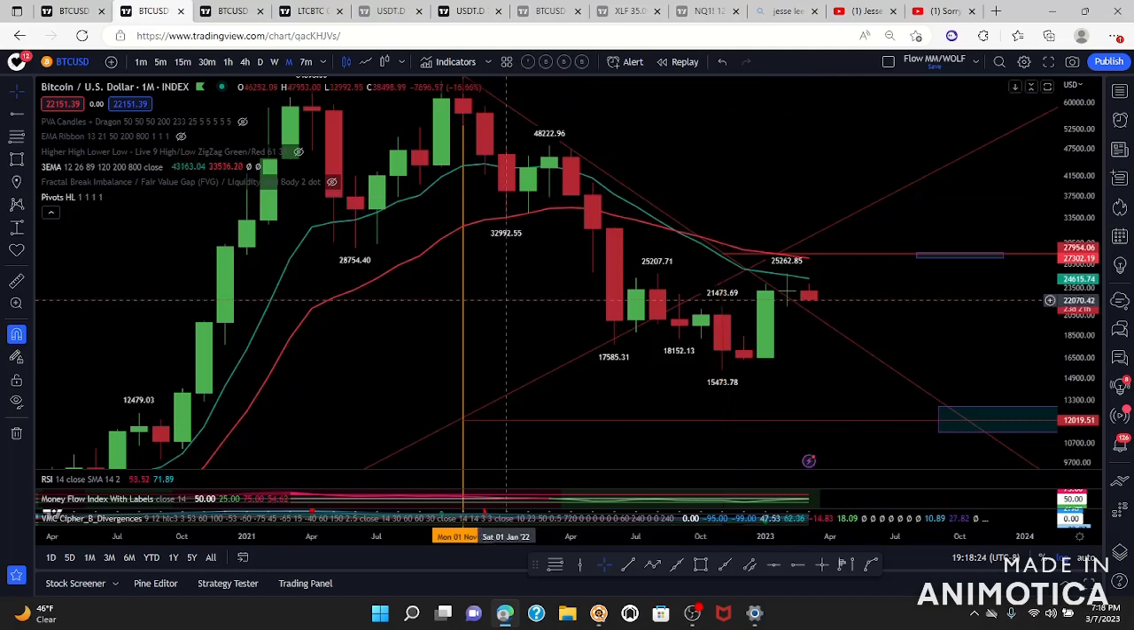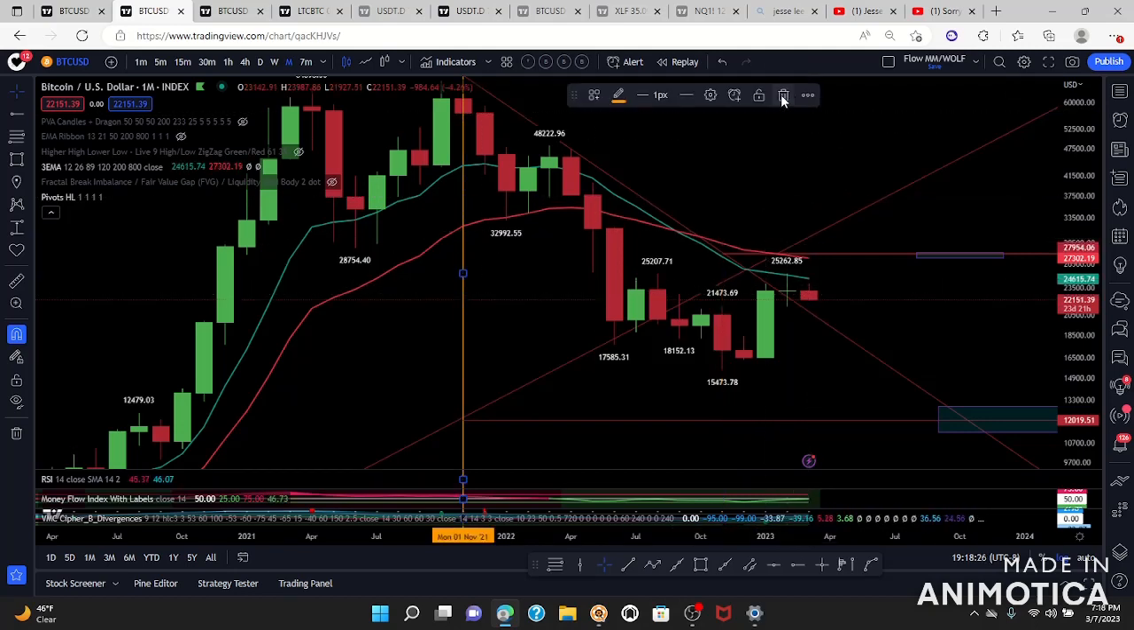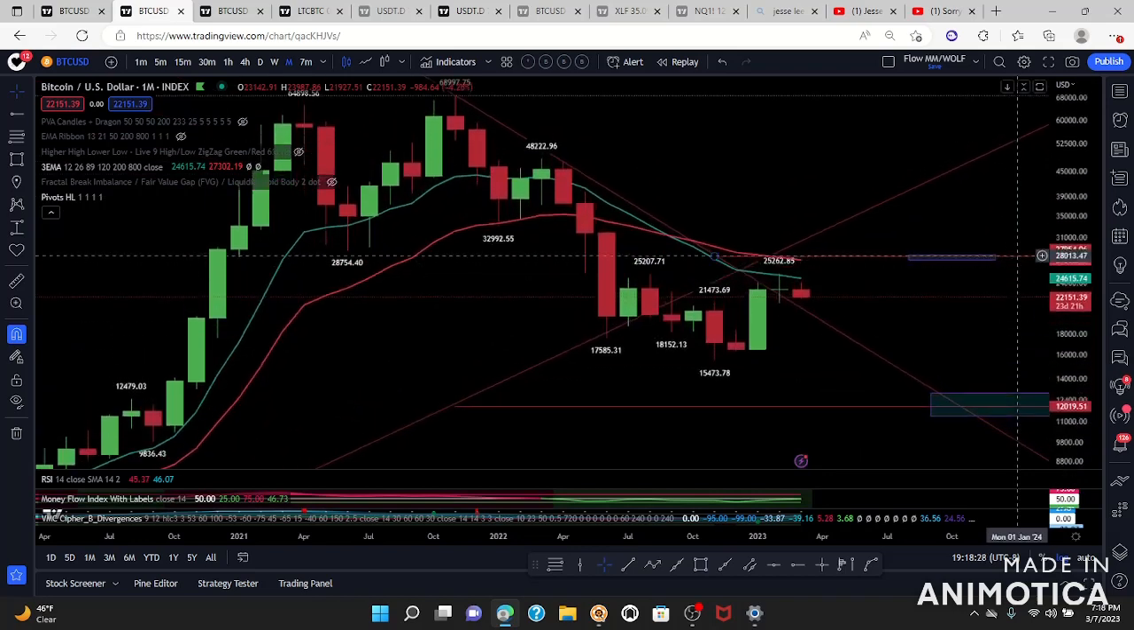Let me remove this vertical line, and I hope you're having a beautiful day. So there you go. There's your monthly targets. Let's go down to our weekly.